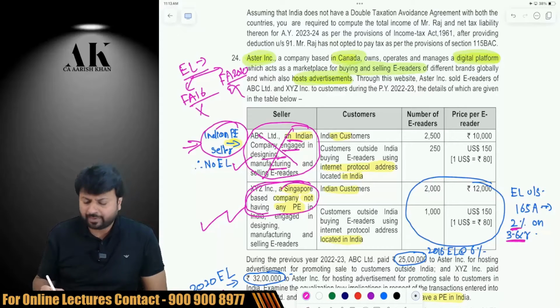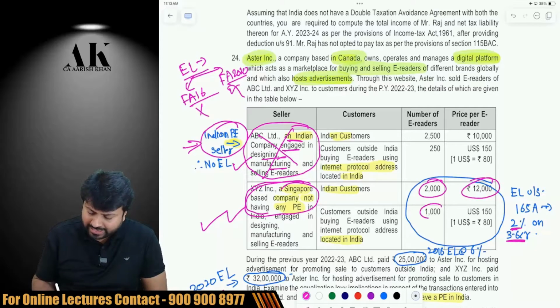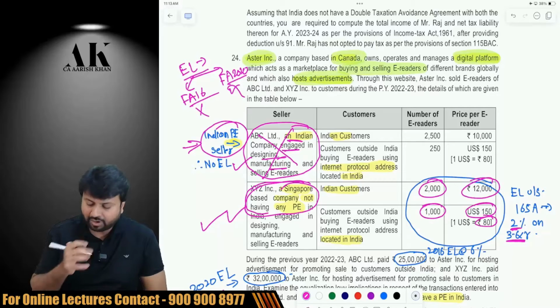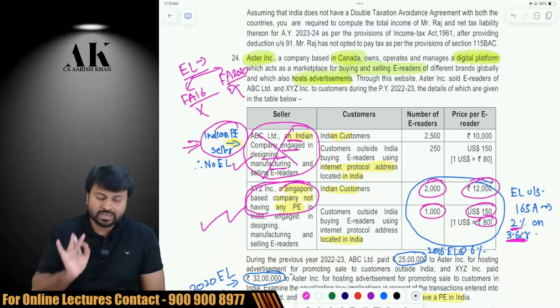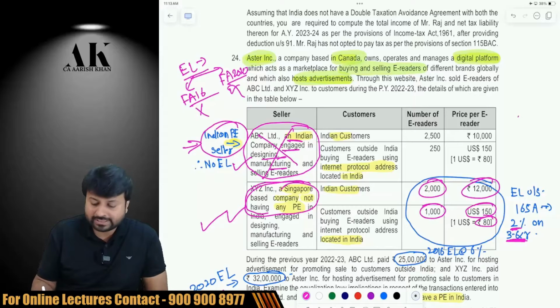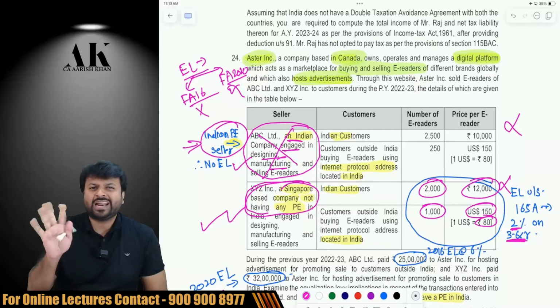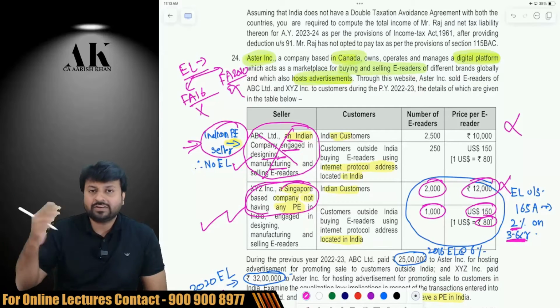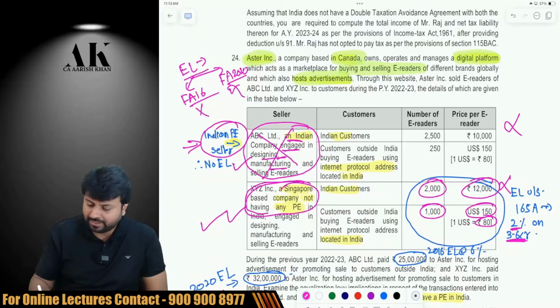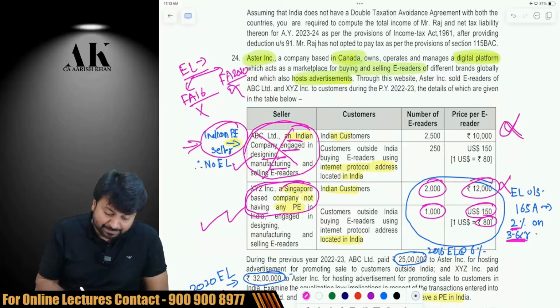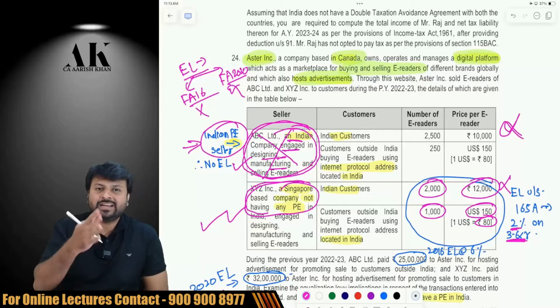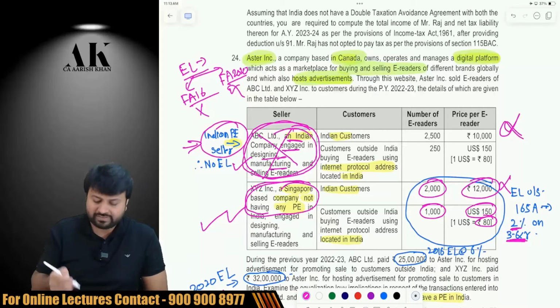How did I get 3.6 crore? 2,000 into 12,000 and 1,000 into 150 into 80 rupees per dollar. I will get the total as 3.6 crore. I'll again say why I am not applying 2016 in both the cases: because this is not online advertisement. This is sale through website. Therefore, the 2016 equalization levy is not applicable. Why am I not applying the 2020 equalization levy in the first case? Because the seller is in India. If the seller is in India, the 2020 equalization levy is not applicable. Why am I applying the 2020 equalization levy here?